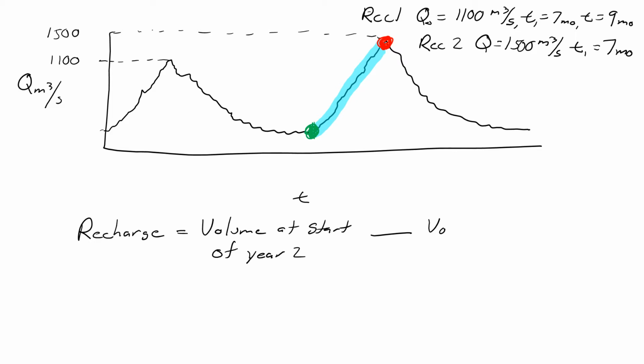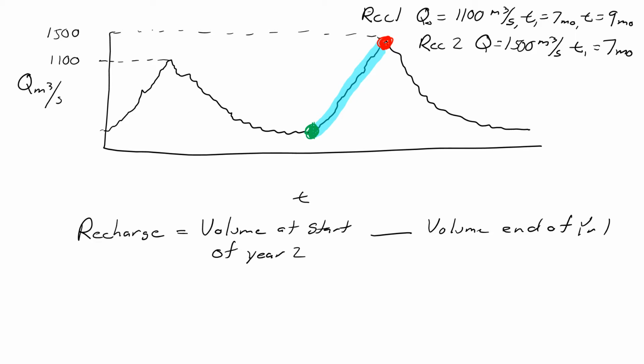Now remember these Q's are flow rates. That's just how much water is going through your stream. The equations I gave you were for volumes. That's what's in the aquifer. So you're close. It's not really the Q naught, it's the volumes. So this is the volume at the start of year 2 minus the volume at the end of year 1, okay? You still have a little water left at the end of year 1. And then at the start of year 2, you have a lot more volume.